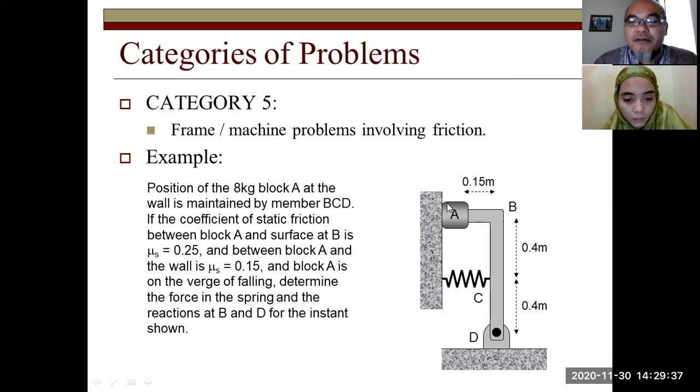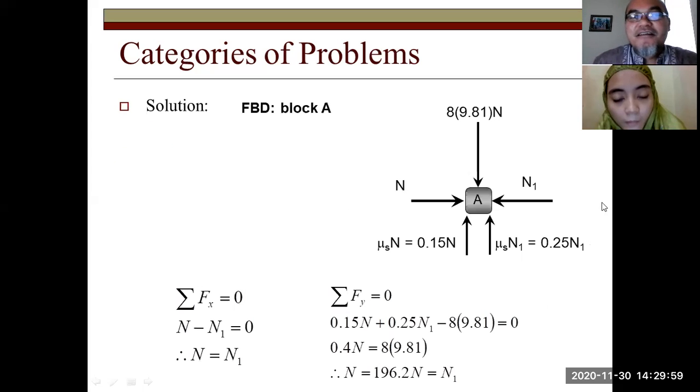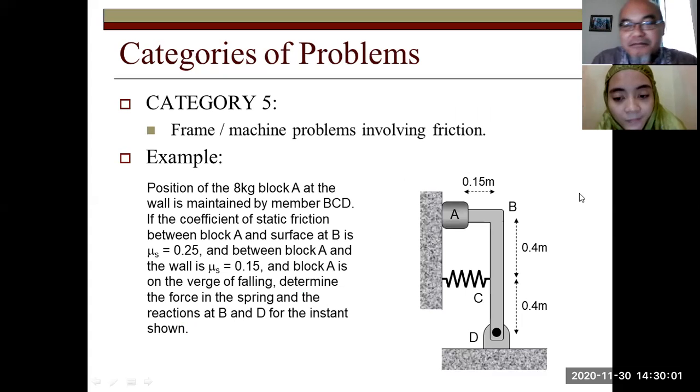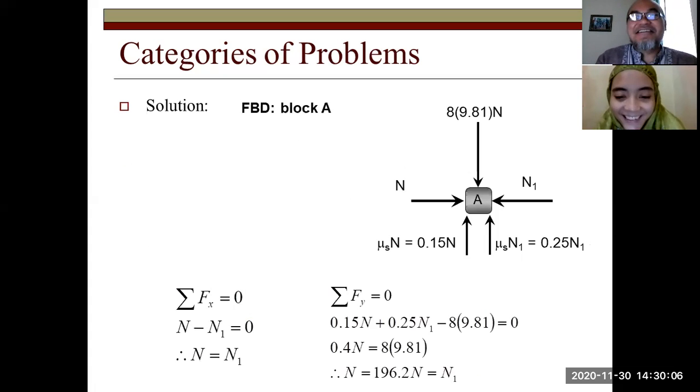So now it can only be in this position because the structure BCD holds it, because of the friction. It holds the structure to the wall. Determine now the force of the spring and the reactions at B and D for the instant shown. This is more complex. Maybe in the offshore field something like this will come. Complex friction problem with frame and machine.